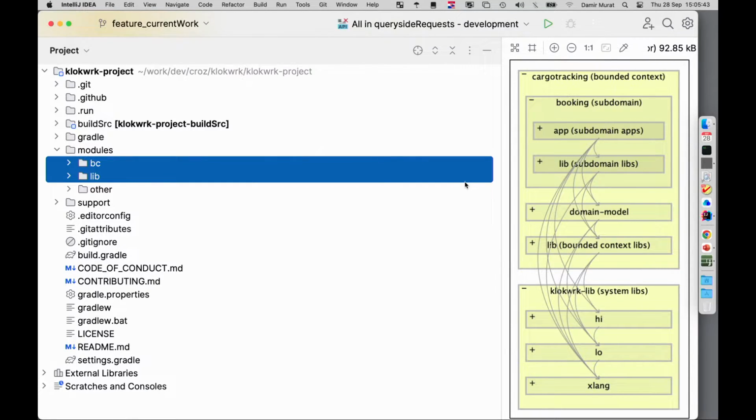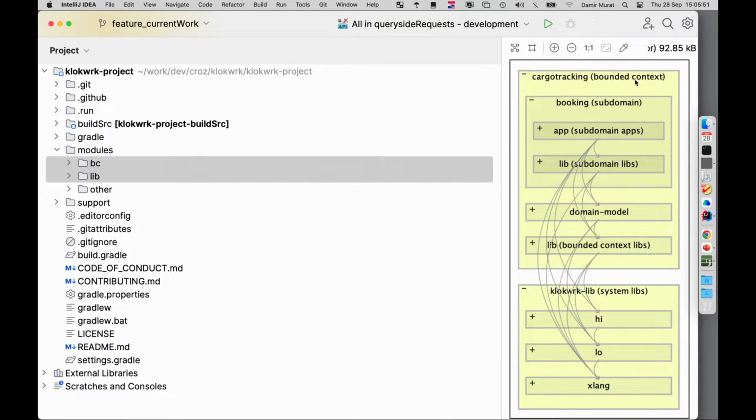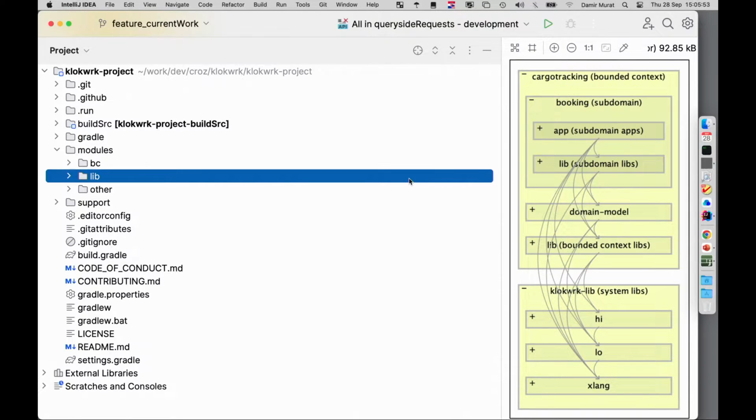And now take a look at the architectural skeleton diagram of our system. And you will find that BC corresponds to the bounded context, and the bounded context is at the top. And the system level, which corresponds to that lib directory, is on the bottom. So at this level, at least, I have a match between direction of dependencies and the physical order of directories at the file system.